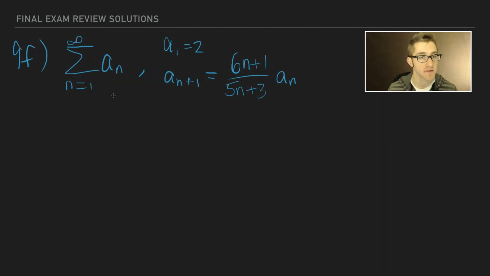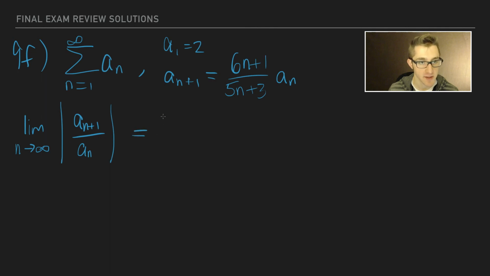For 9f, we have the sum of a sequence an, and an is defined recursively. We know that the first term is equal to 2, and then each term besides the first one is obtained from the previous by multiplying it by 6n plus 1 over 5n plus 3. So recursively defined sequences like this are easy to handle with the ratio test. So I'm going to do the limit as n goes to infinity of the absolute value of an plus 1 over an. And once you write this down, maybe it's easy to see why this will work out.